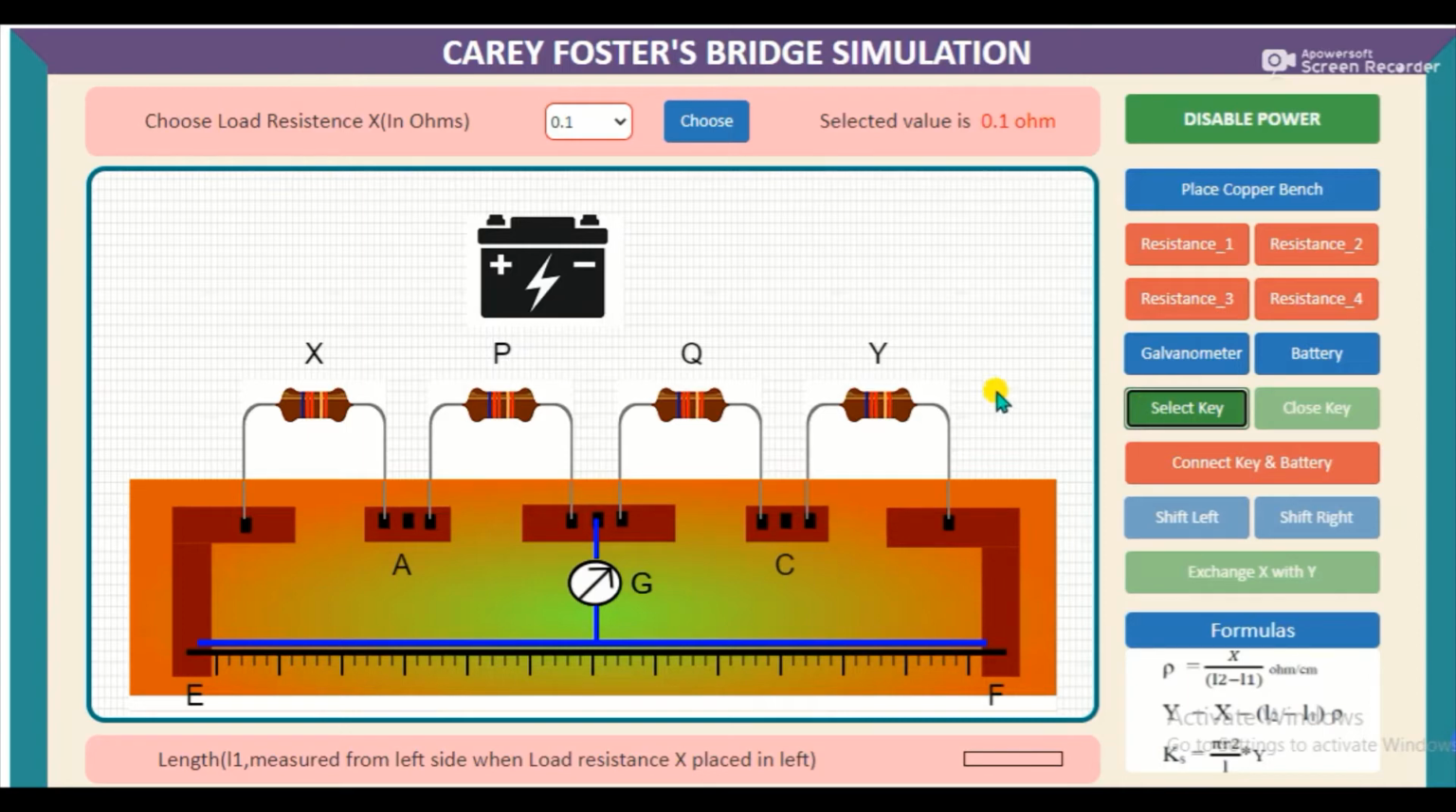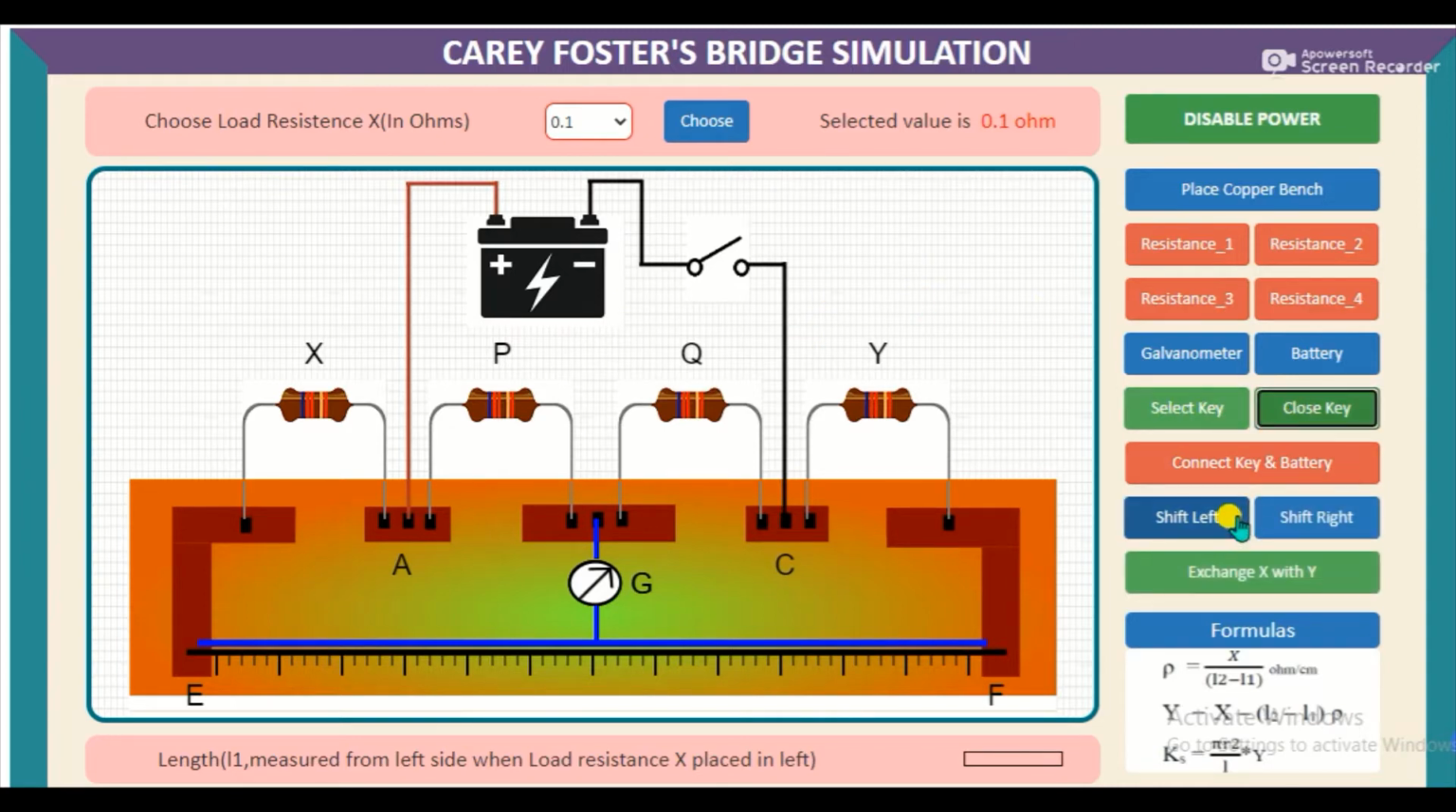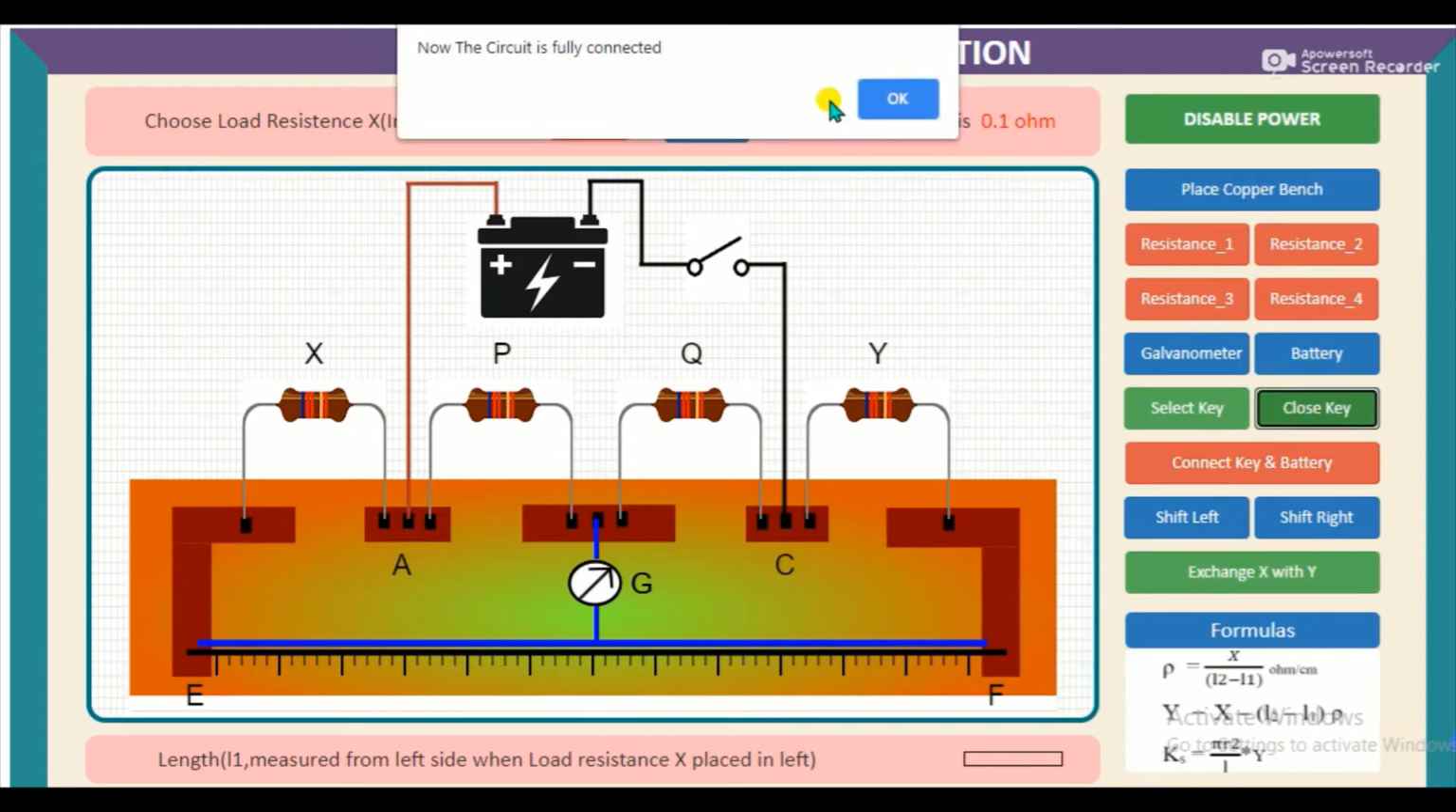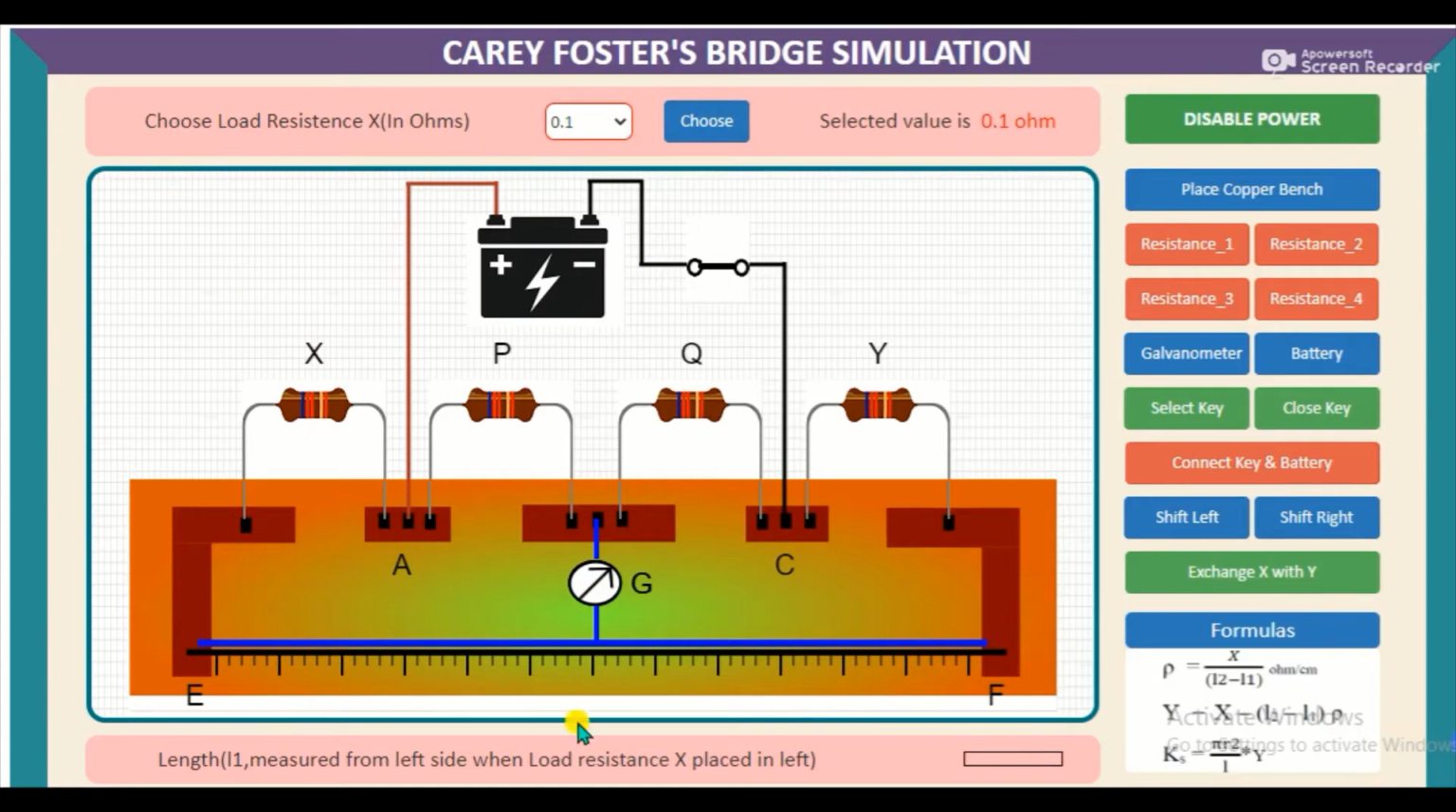Then we will select the key, but we will not close the key yet. First we have to connect the key and battery. Then we can close the key. Now the circuit is fully connected. So this is how the virtual experiment starts. We have to make the circuit like this.